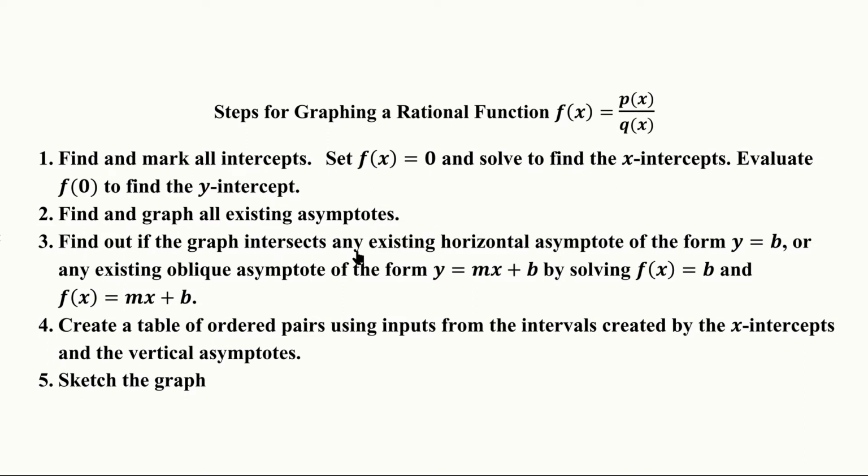Then we're going to find out if the graph intersects any existing horizontal asymptote of the form y equals b, or any existing oblique asymptote of the form y equals mx plus b, by solving either f of x equals b in the case of a horizontal asymptote, or f of x equals mx plus b in the case of an oblique asymptote. Then we're going to create a table of ordered pairs using inputs from the intervals created by the x-intercepts and the vertical asymptotes. And finally, we're going to sketch the graph.